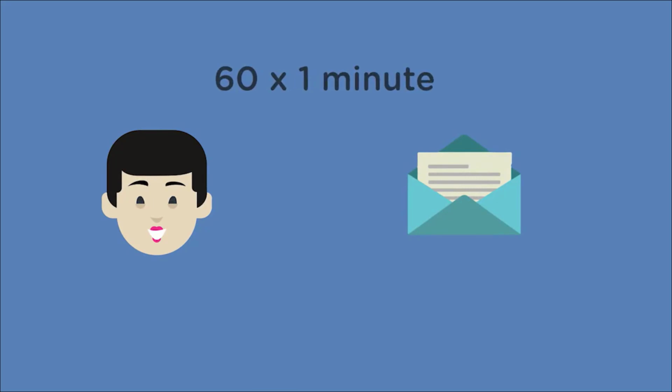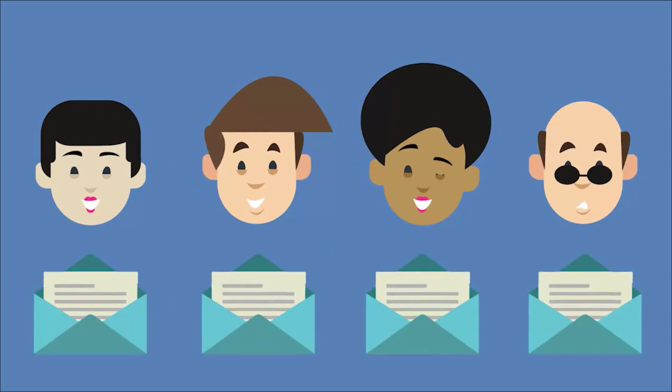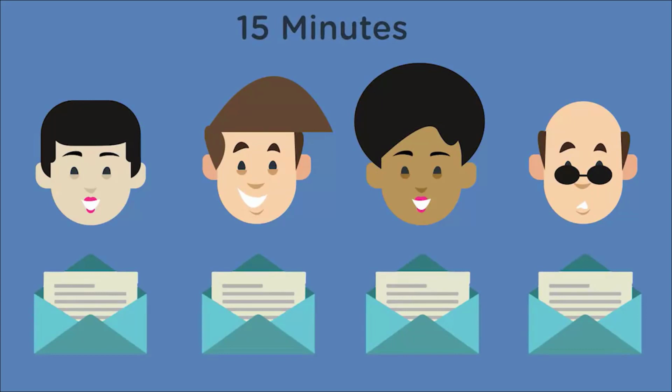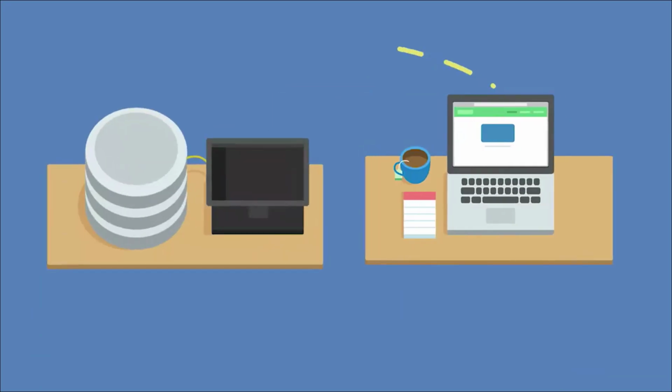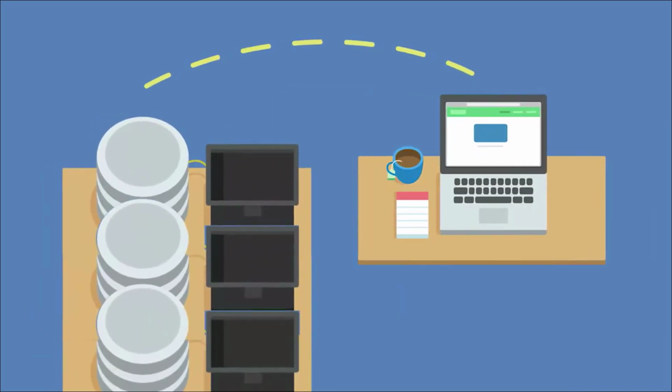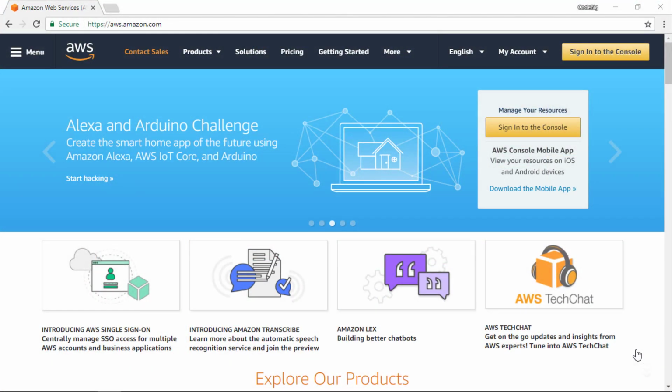Well, what if you have 4 people stuffing envelopes simultaneously? Each person only has to stuff 15 envelopes, so it takes 15 minutes. But the task hasn't got any smaller. It's still 60 minutes of work even if it took 15 minutes of time. When we talk about time with computers, we usually talk about the total work time added up across all the computers that are working on the task together. So how does all this relate to AWS?